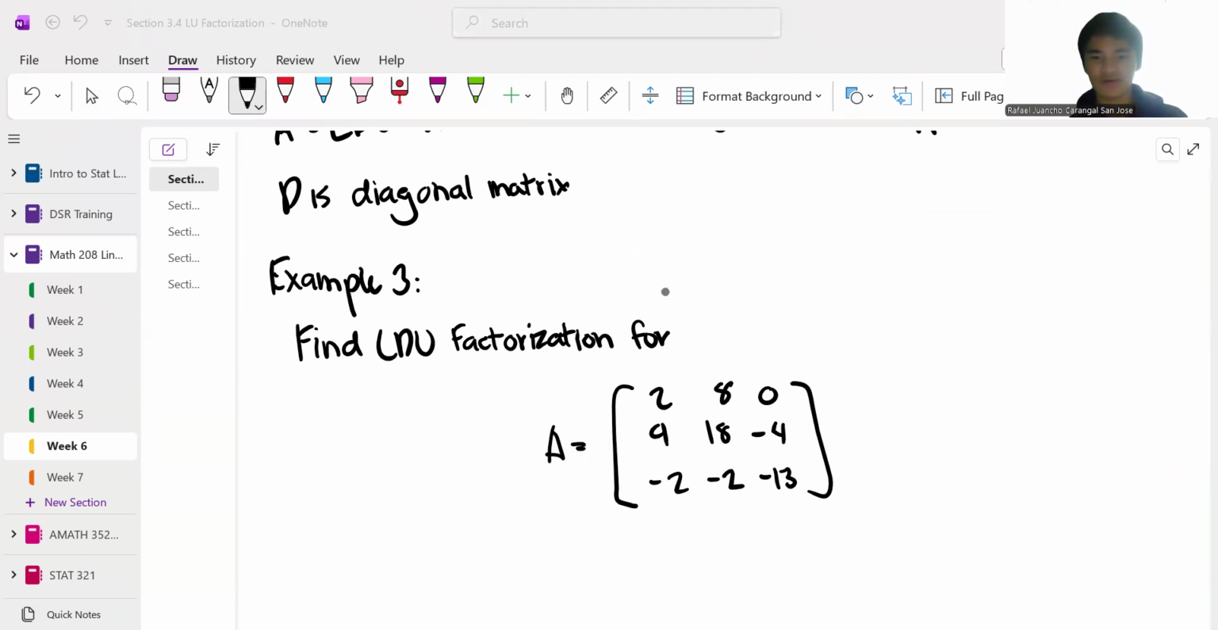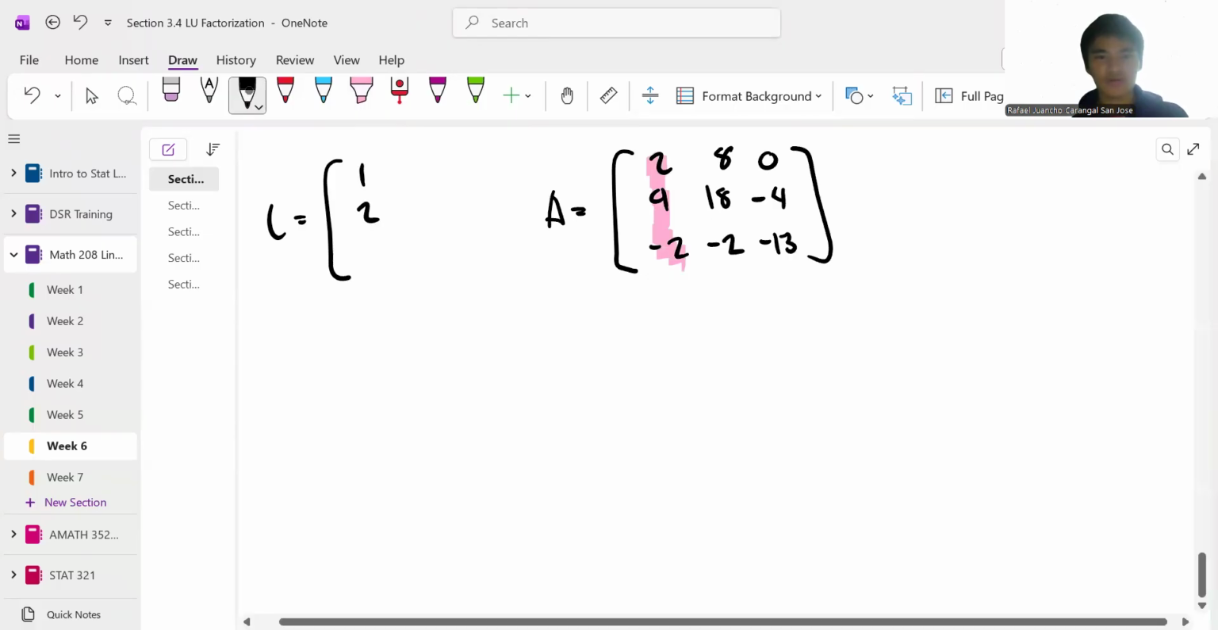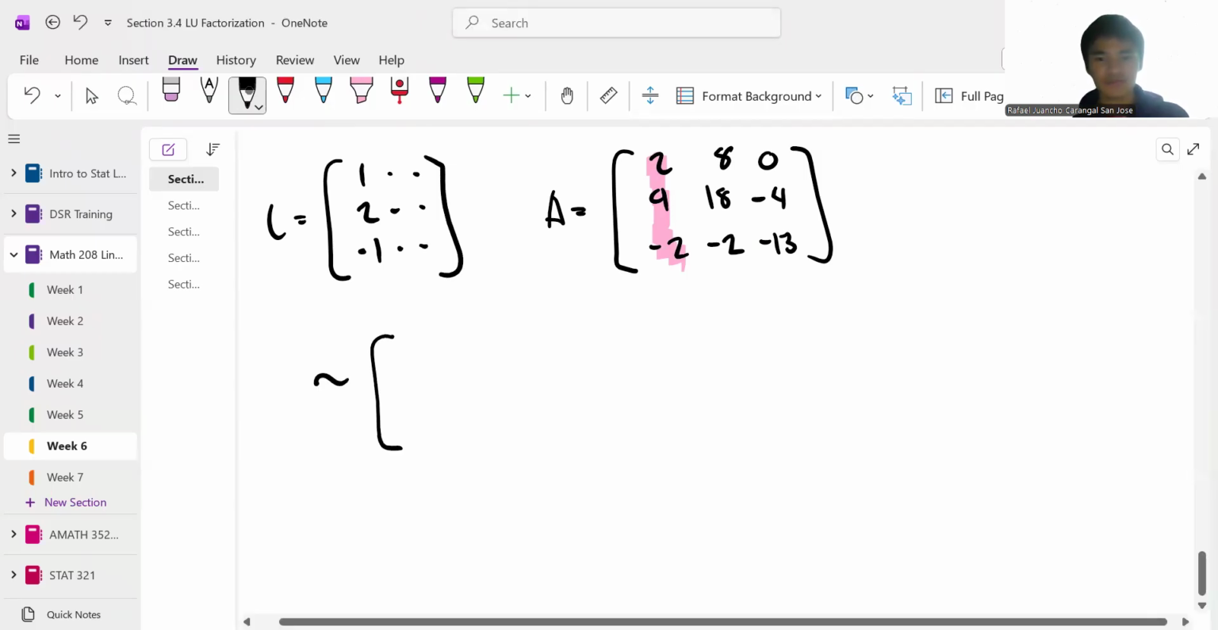So again, we look at the three rows. And so, okay, I'm just gonna put my L somewhere here. When I look at these three rows, I immediately divide all of them by 2. So I do 1, 2, -1. I have a dot here. Okay. And now we perform elementary row operations. 0, 0, 2, 6, -4, 13, -13.